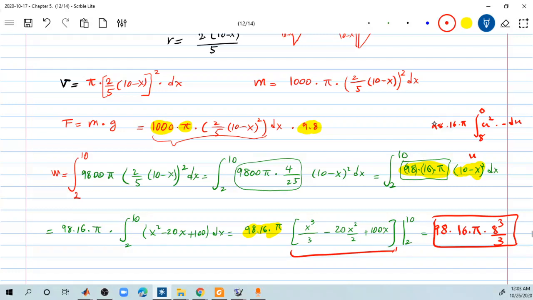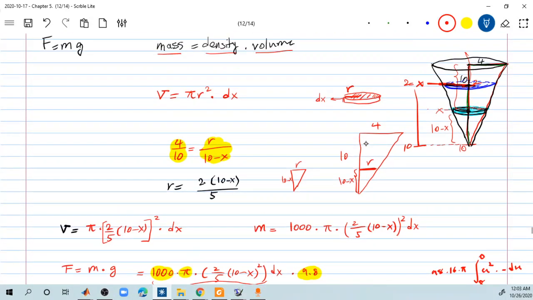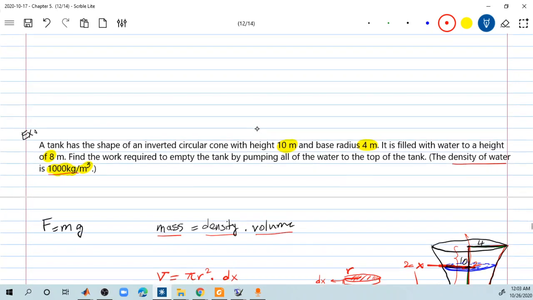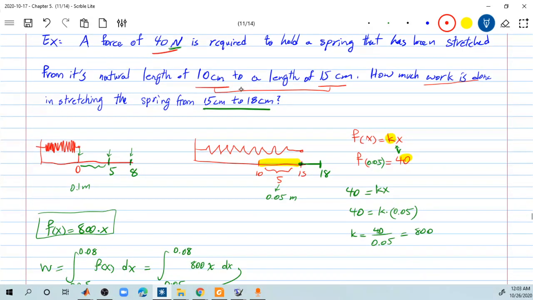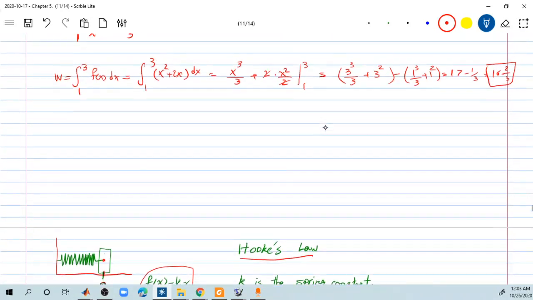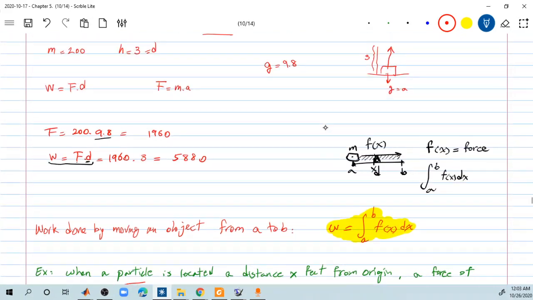This is kind of messy, but most of the questions are very similar to these. You set up the force function, then you integrate the force function. And if it's a spring, you need to figure out that constant k. Sometimes it's given, sometimes it's not given. Find the force function. So it's all based on this force function and the integration of it.